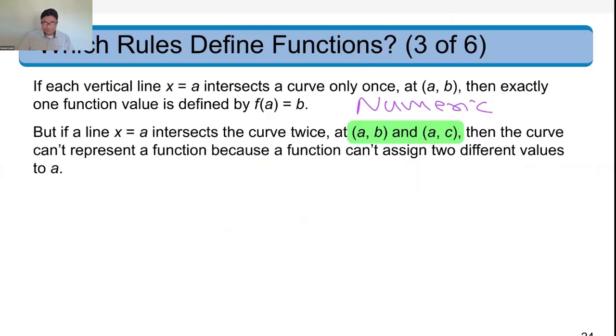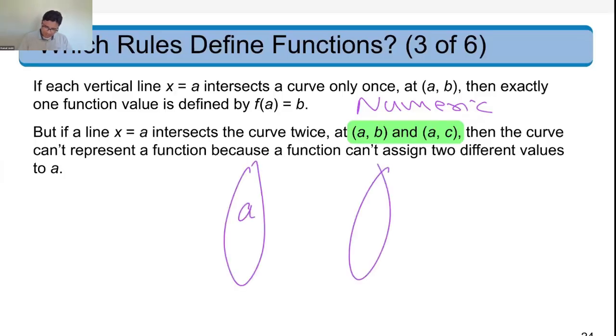Numerically, how would you do it? If you are given a list of values or a table of values, you look for a situation like this: A, B, and A, C. What does that mean? That means, for example, if you are doing an arrow diagram, A would be here, B and C would be here. And it basically means A is mapped to B and A is also mapped to C.